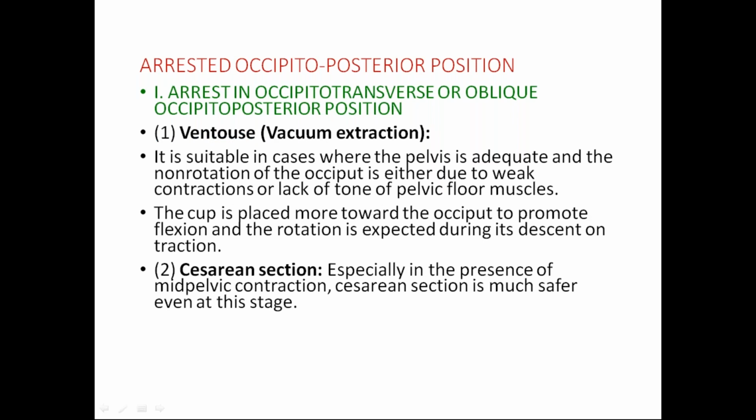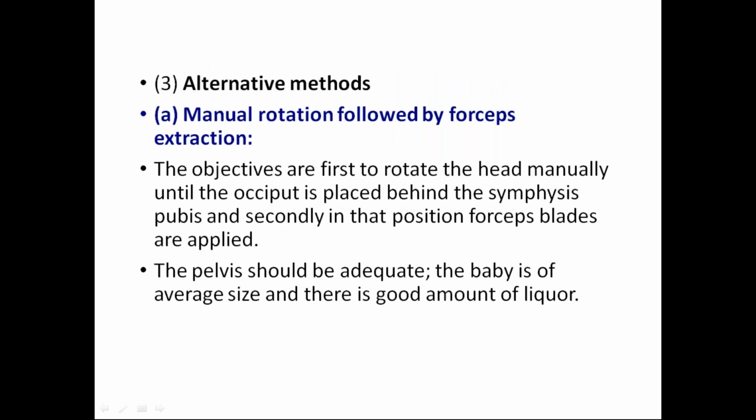I'm telling you this. If spontaneous rotation does not occur, then you have to do the other method. That other method is manual rotation followed by forceps extraction. Manual rotation and followed by forceps extraction. The objective is to first rotate by hand manually until the occiput is placed behind the symphysis. The basic idea of rotation is to bring the occiput towards the symphysis pubis.